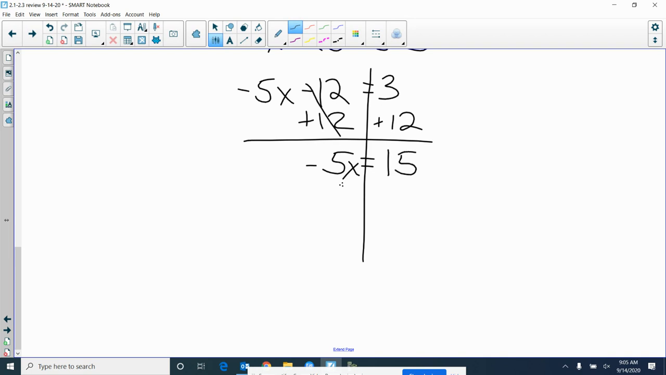And my last step, Connor? You're going to divide both sides by negative 5. Divide both sides by negative 5. And what do I get? Negative 3. x equals negative 3. Very good. Again, I can check it pretty quickly.